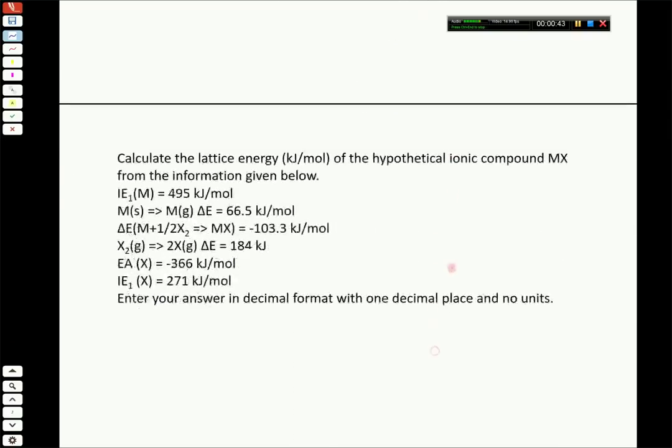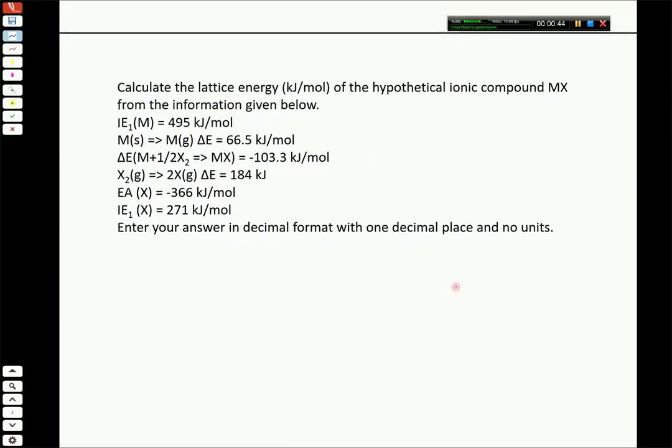Alright, so the first couple problems we'll go through are sort of your typical run-of-the-mill lattice energy calculations. We're going to give you a bunch of experimental parameters, ionization energies, enthalpies of formation, all this stuff, and we're going to ask you to calculate lattice energy for it. So we have here the hypothetical compound MX, which means it has one metal and one non-metal in the formula. And we want to calculate lattice energy from the information below.